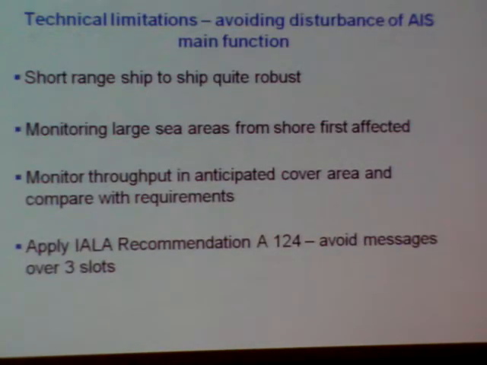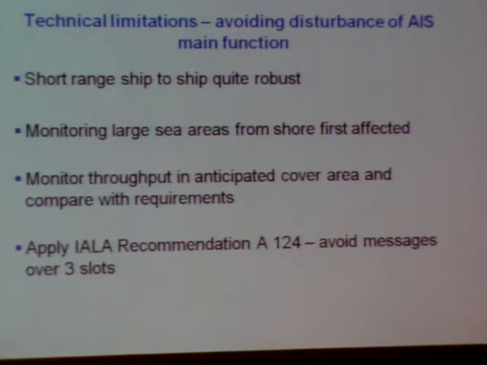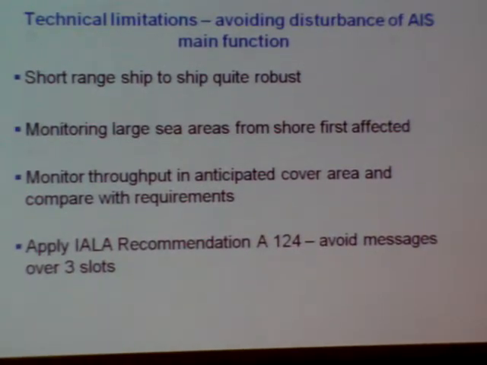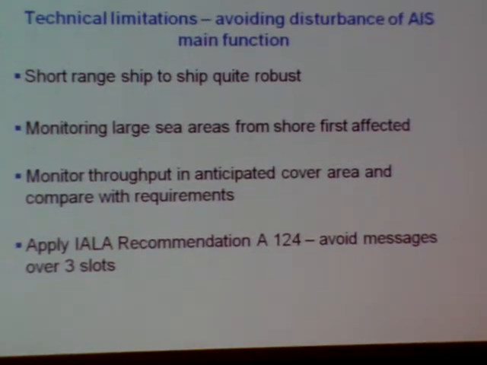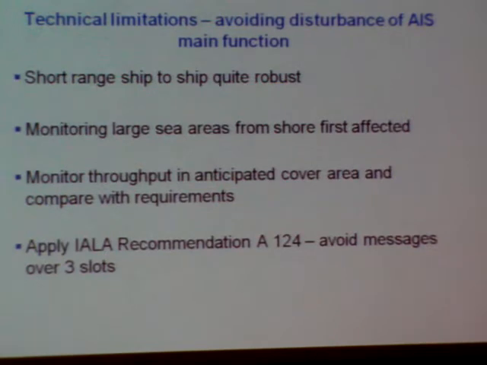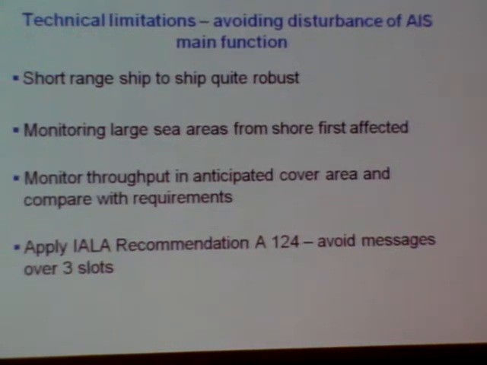Another subtask was to consider the technical limitations to avoiding disturbance of AIS main function due to overloading. The correspondence group agreed that the ship-shore communication will normally be affected first, while the relatively short-range ship-to-ship anti-collision function is more robust for high load on the VDL. So a possible overloading of the VDL can be detected by studying the effective throughput within the anticipated coverage area of a shore station and compare that to required throughput.